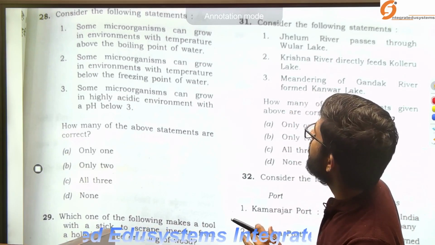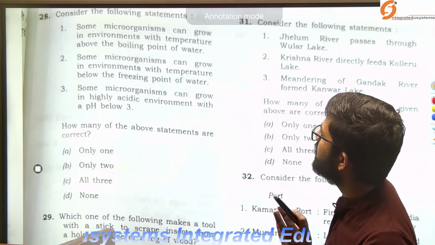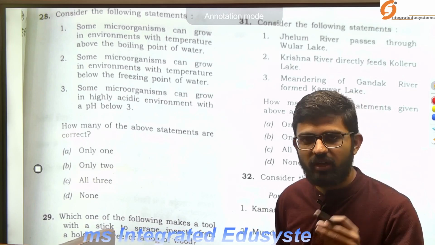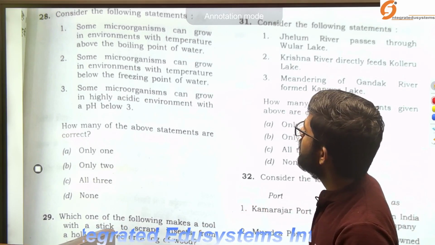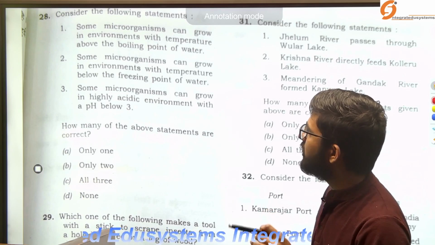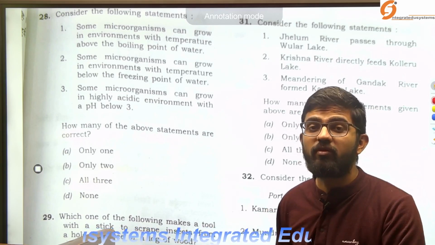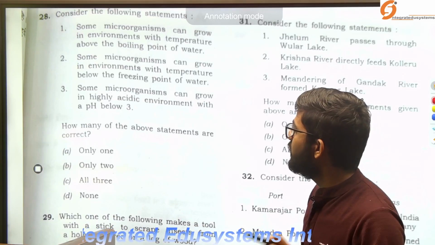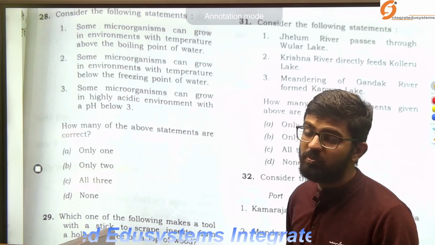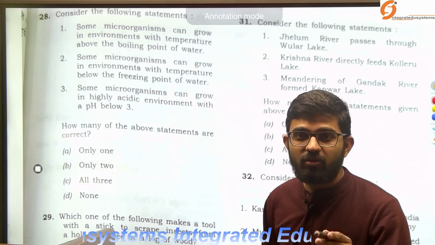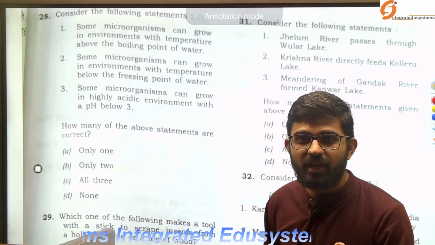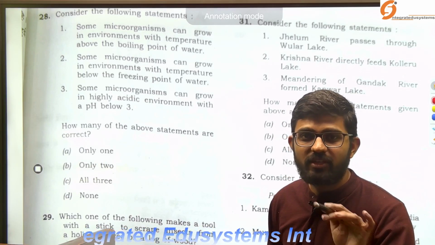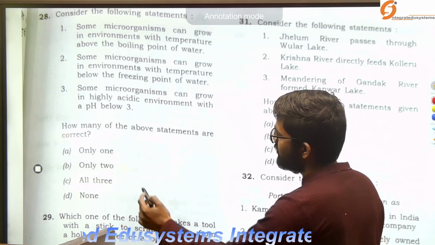So here, some microorganisms can grow in environments with a temperature above the boiling point of water, right? Some microorganisms can grow in environments with a temperature below the freezing point of water, right? Some microorganisms can grow in a highly acidic environment with a pH below 3. Kudos to microorganisms, they can do everything. So the answer is all 3, and the answer is C.